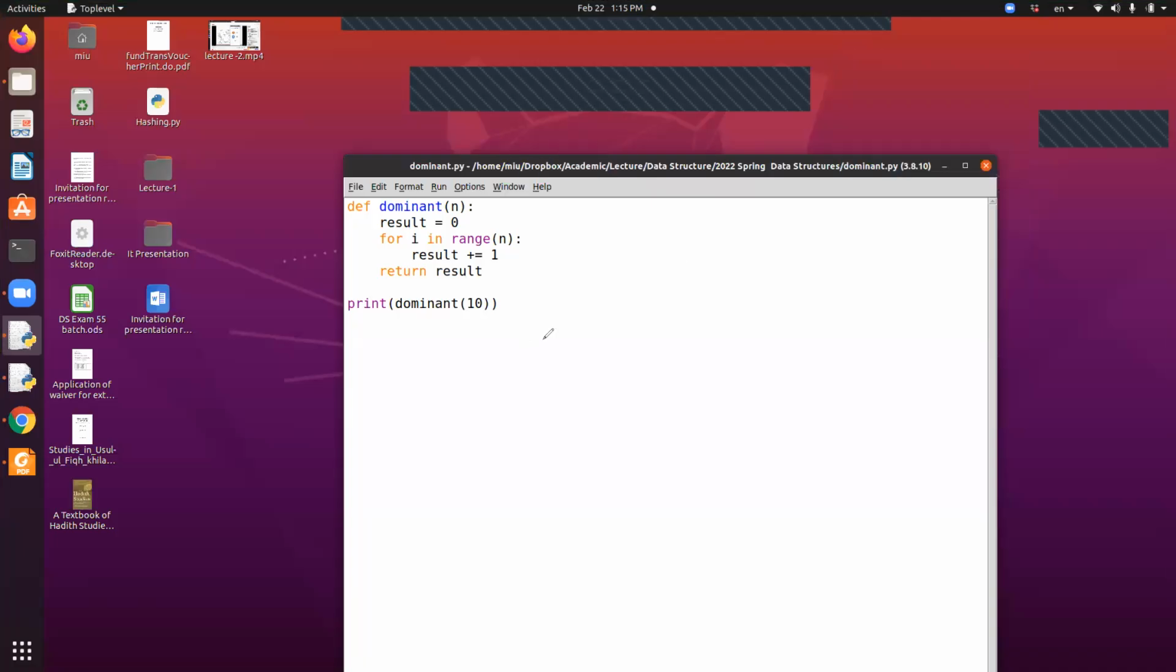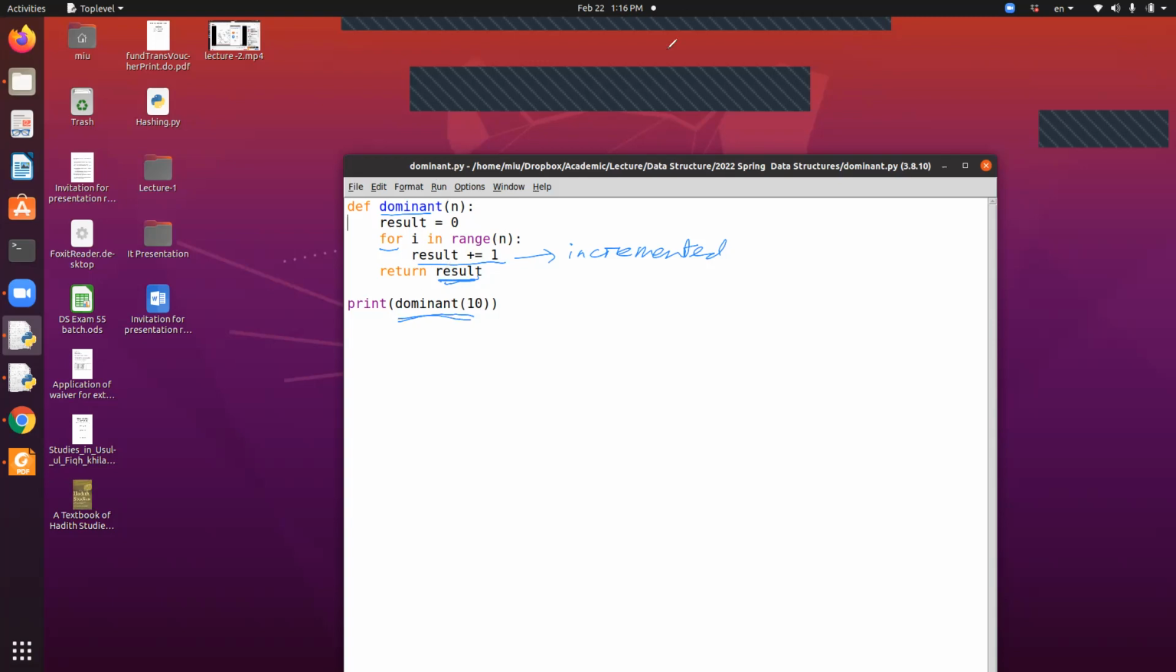So here we have a simple function named dominant, with a for loop, and in each iteration of this loop the variable result is getting incremented by one. That means the value of the result is getting increased by one in each iteration. Is that understood? Finally it is returning the result. That means by looking at the variable result, we can know how many times the loop has been iterated. I have printed the result variable here by calling the function.